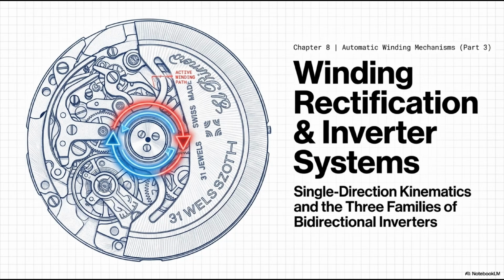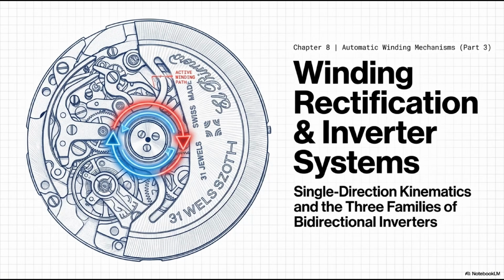Welcome back. We are now beginning part 3 of our deep dive into automatic winding mechanisms. This section focuses entirely on winding rectification and inverter systems. In the previous parts, we established the physics of the rotor and the mathematics of the reduction gear train. Now, we confront the most complex kinematic puzzle in the automatic watch, direction.